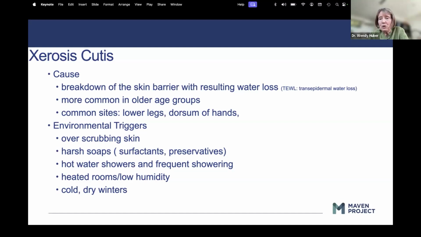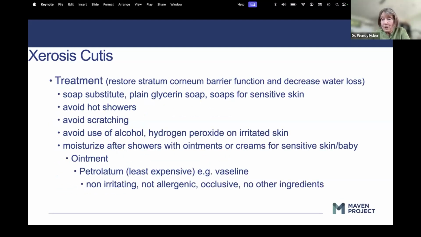So anything where the humidity changes, where it becomes lower, you can see patients having issues, especially people in the older age groups. So your treatment is to restore that stratum corneum barrier function and decrease the water loss. So I like to tell people about plain glycerin soap because it's not truly like the other soaps. It's very mild and it oftentimes has fragrance added, but if you go to food co-ops, places like that, they can often find a fragrance-free glycerin soap. There's also soaps for sensitive skin, a lot more expensive, but they are available.